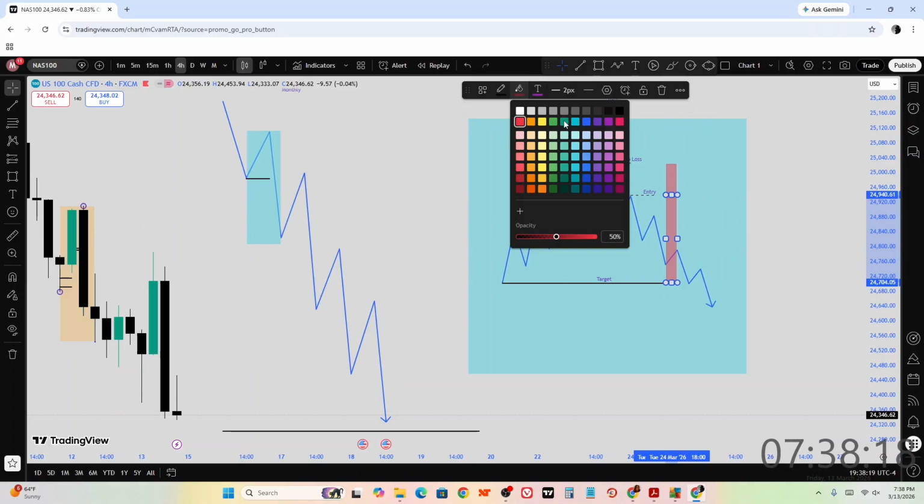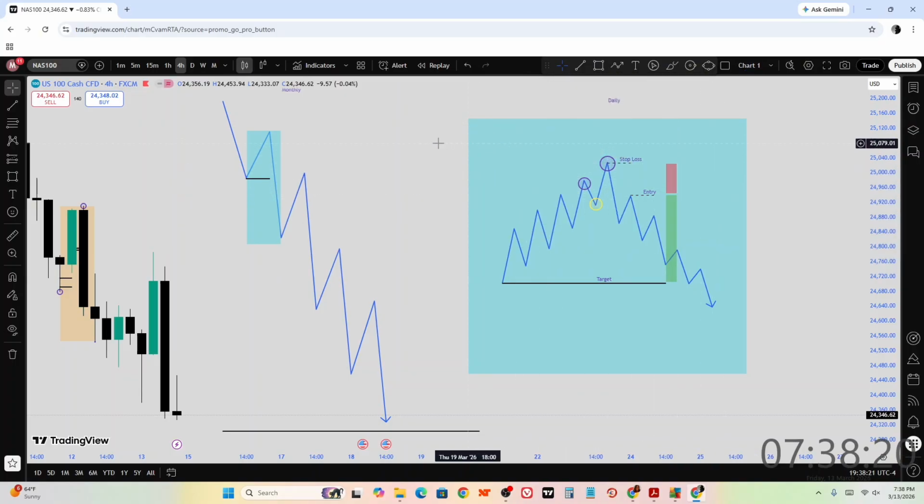I'm going to put that as green. See that? So this is how much I'm willing to lose. This is how much I'm looking to make. All right. This is my stop loss. This is my entry. This is where I enter that. This is my target.